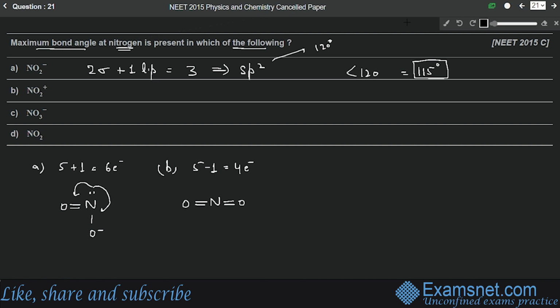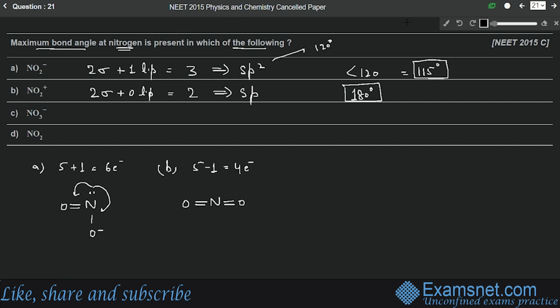So here we have 2 sigma bonds plus 0 lone pair of electron. So the number of hybrid orbitals is 2. It means the hybridization will be sp hybridization. And sp hybridization means what angle? 180 degree. Now let's come to the third one.